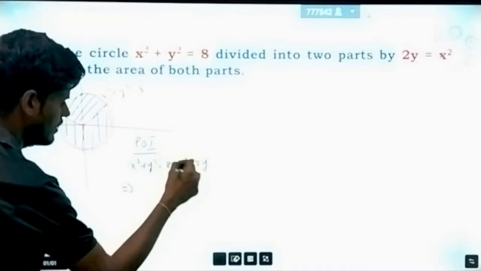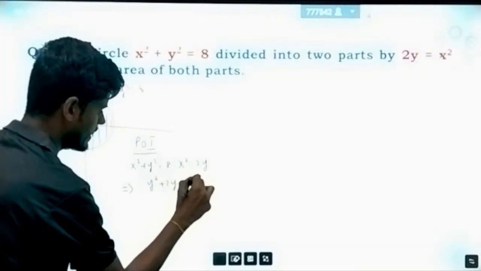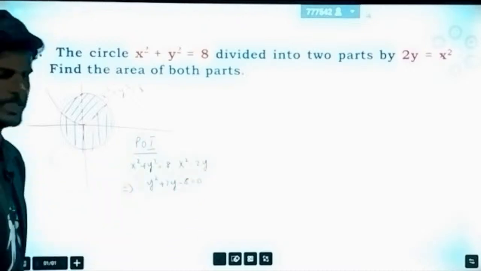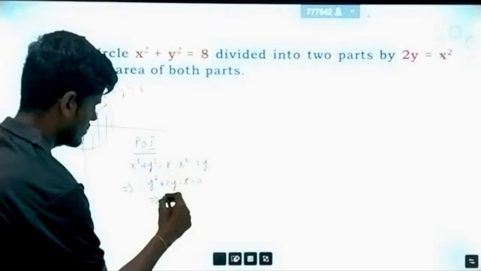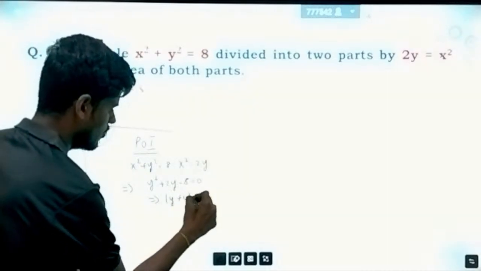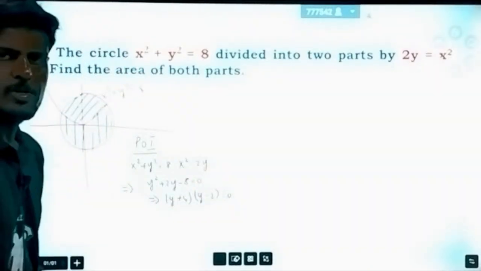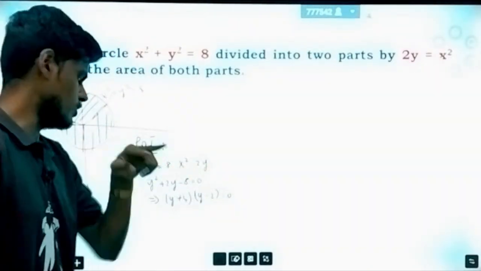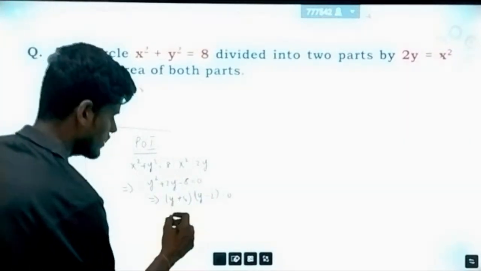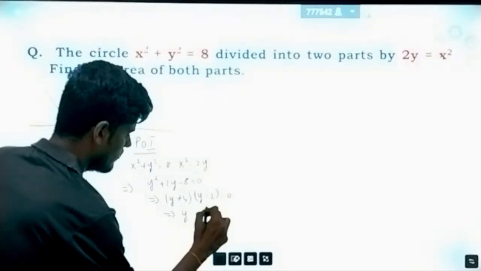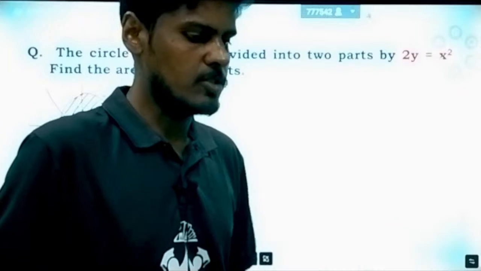Substitute 2y in place of x square, then y square plus 2y minus 8 equal to 0. Solve for y first. What are the factors? Plus 4 and minus 2. So we will get y plus 4 into y minus 2 equal to 0. Sum should be plus 2 and product should be minus 8, so that is how we got these factors. This means y will be equal to minus 4 or plus 2.